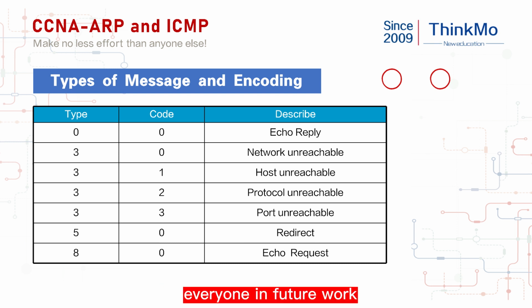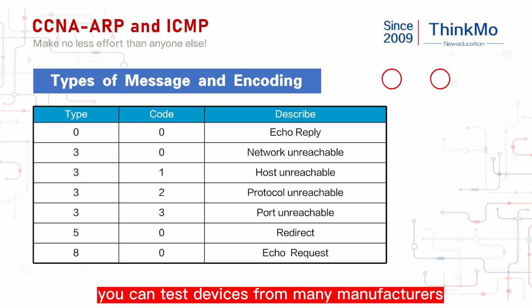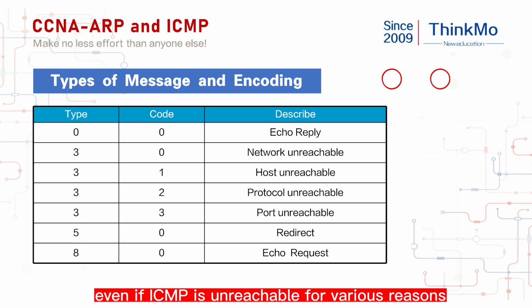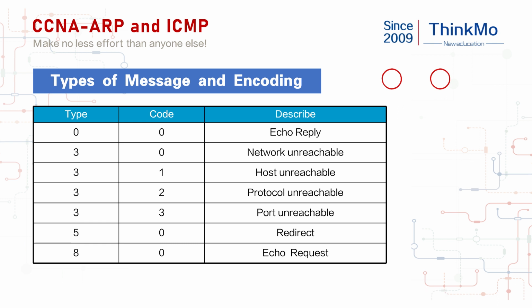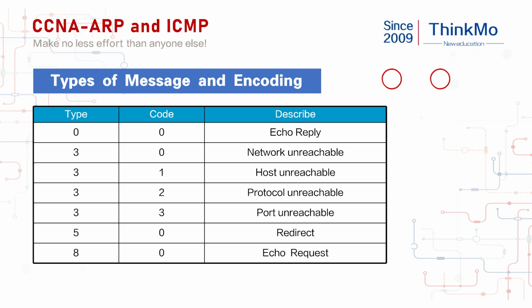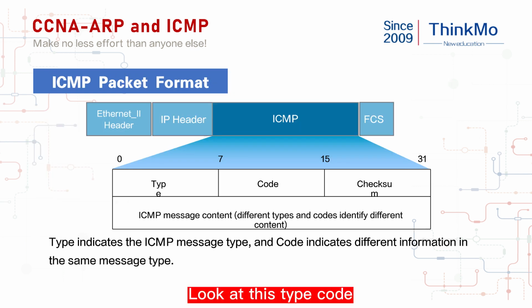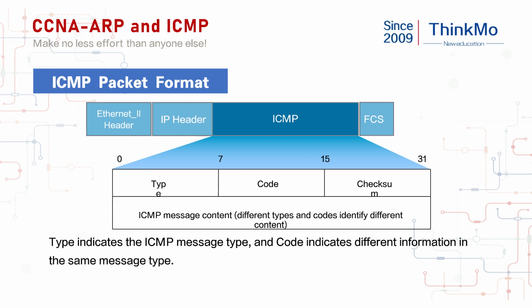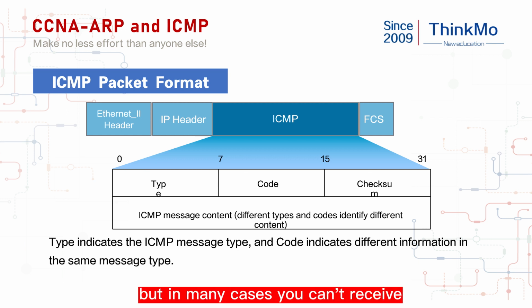Everyone in future work, you can test devices from many manufacturers. Even if ICMP is unreachable for various reasons, you don't get unreachable messages. It will not receive ICMP packets. There is a code value inside. Look at this type and code, corresponding to this type and encoding. In theory, you will receive an ICMP message. But in many cases you can't receive it.